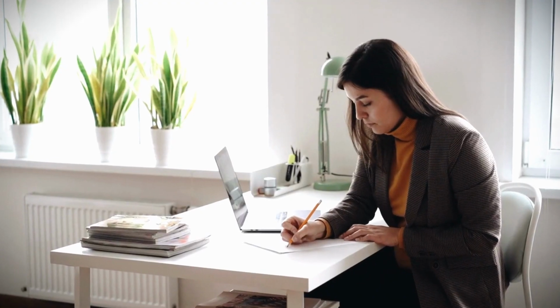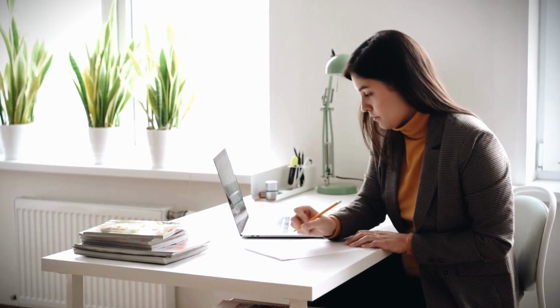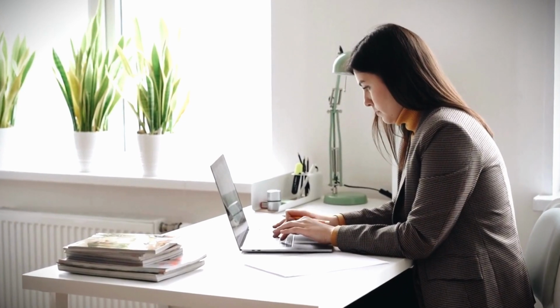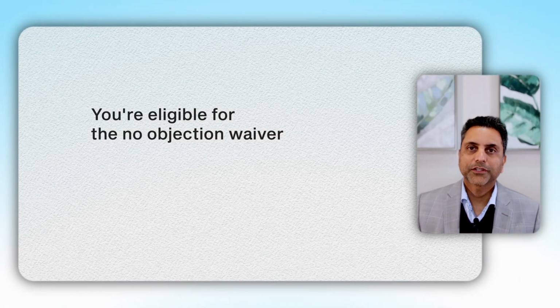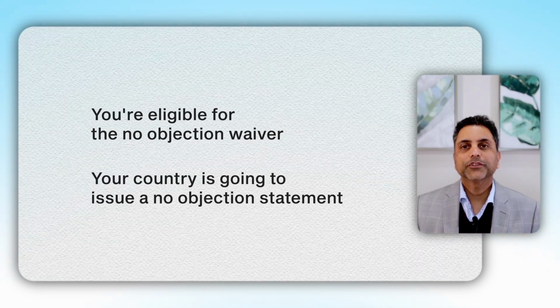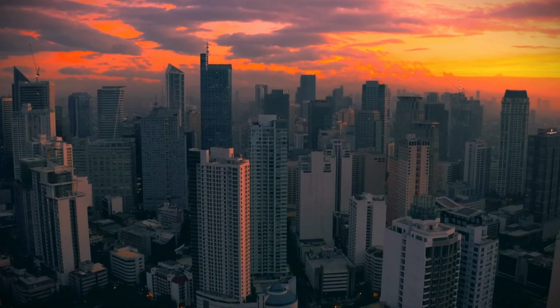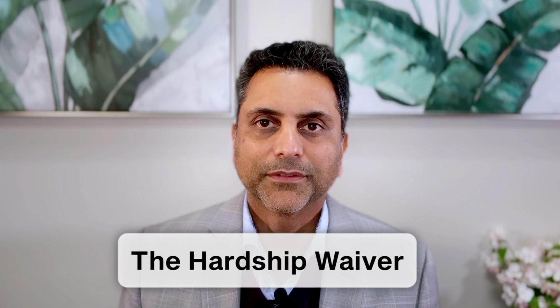A lot of times people apply for a no objection waiver even if they have US government funding, and most of the time those applications are denied, and I see valuable time wasted applying for the no objection waiver when it ends up in a denial. So it's important to make sure that you're eligible for the no objection waiver, and also that your country is going to issue a no objection statement. For instance, we do a lot of J1 waivers for teachers from the Philippines because the Philippines government is making it very, very difficult to get a no objection statement. So in that situation, the hardship waiver is the best option in most situations.